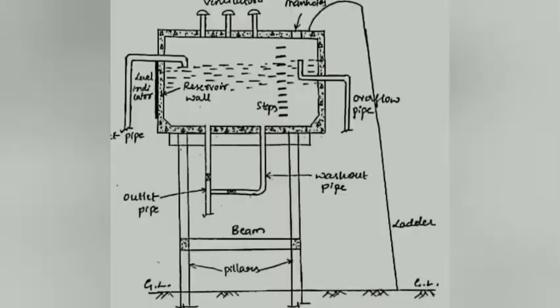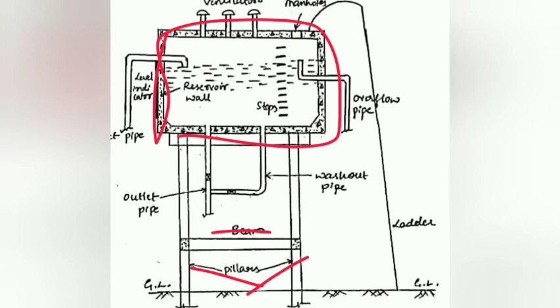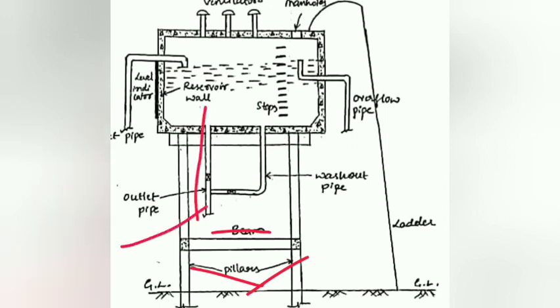The typical figure shows a rectangular elevated reservoir or tank. So here we can see the extra pillars and beams are provided in order to elevate this kind of reservoir. This is a complete tank we can see, and in this figure we can see this is the outlet pipe from where we can take out. This is a washout pipe.